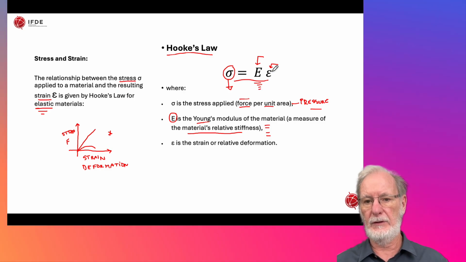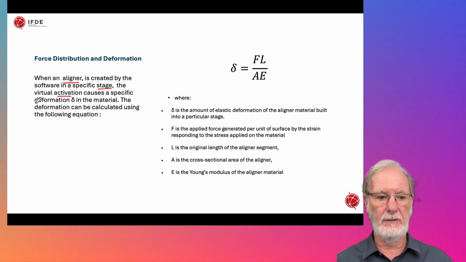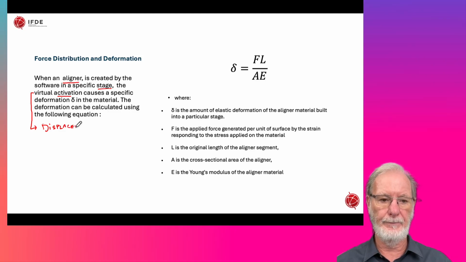amount of deformation. All these have to be taken into account when you are preparing your staging for the aligner treatment. You create an aligner at stage 5, whatever it is, and then you create an activation, which is basically the activation is actually caused by the displacement of the tooth in space, in 3 planes of space. So this displacement will deform the material, as we all know.